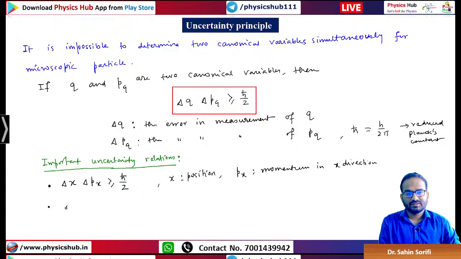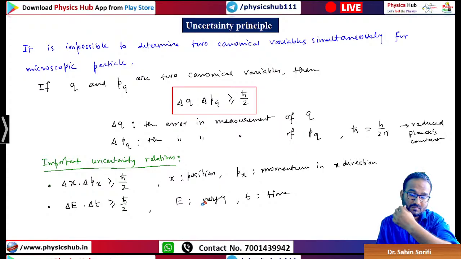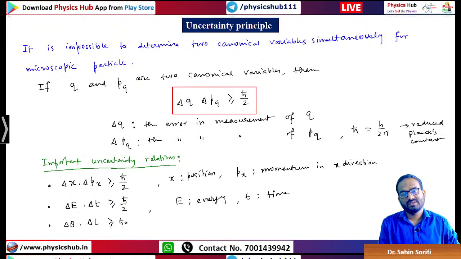The other uncertainty relation is the energy time uncertainty relation. This is known as the position momentum uncertainty relation, and this is known as the energy time uncertainty relation. E is the energy, t is the time. Next one, delta theta, delta L, this is angle and angular momentum: delta theta, delta L is greater than or equal to h cut by 2, where theta is the angle, L is the angular momentum.